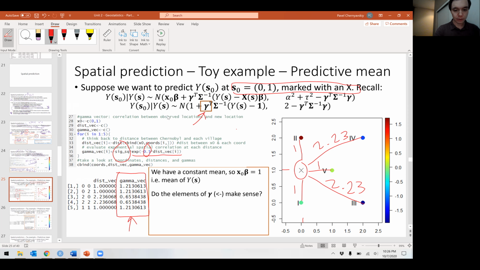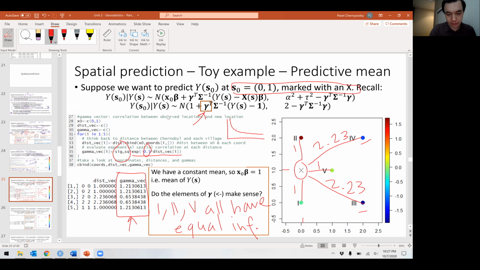So yes, 1, 2, and 5 all have equal influence because they are closer to x. And 4 and 3 have smaller influence because they're farther away. Notice that the effective distance is not linear, and we shouldn't expect it to be linear, right? My spatial correlation function very much looks like this.